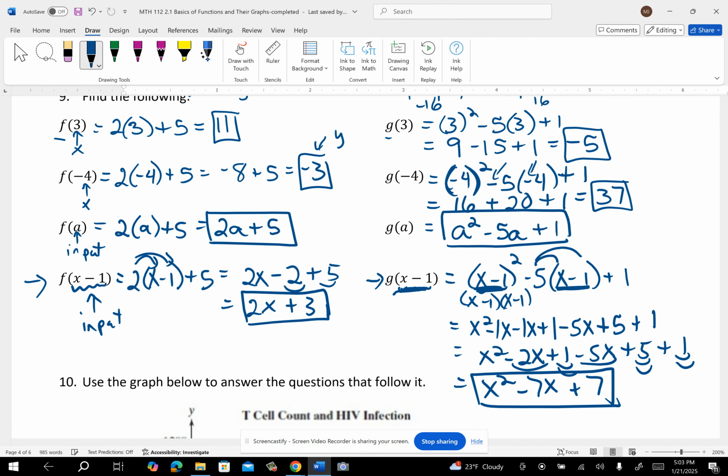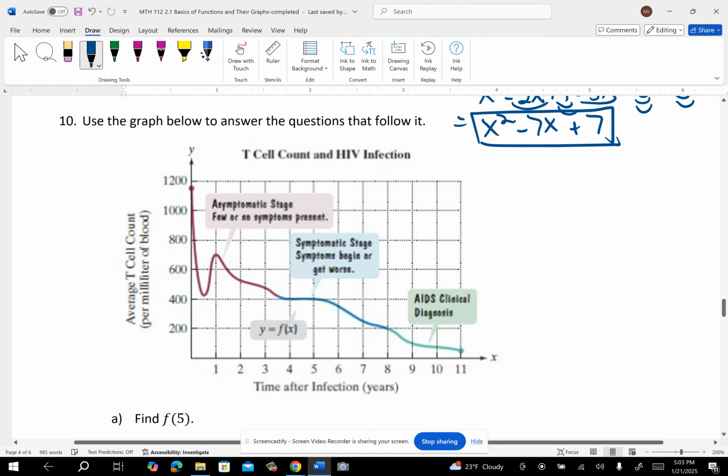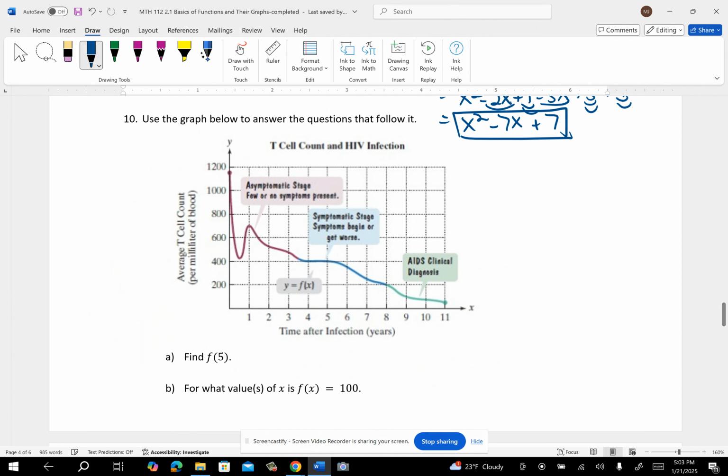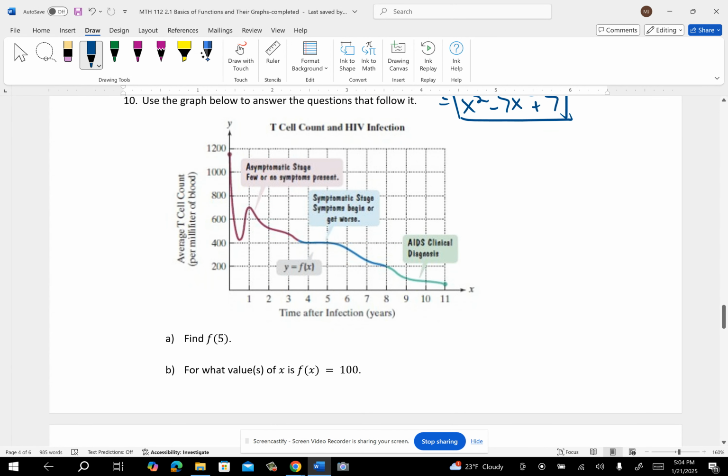All right, so we're going to look some more at function notation, but we're going to look at how to interpret it when you're given a graph. So here I'm asked two questions. I have this graph that represents T cell count and HIV infection, and that's years after the infection was identified. All right, so find f of 5. So that means find the T cell count 5 years after infection. Okay, so find the average T cell count. That's what I'm looking for. The 5 is the x, which would be the time after the infection.